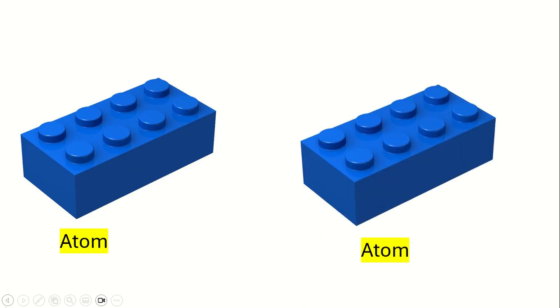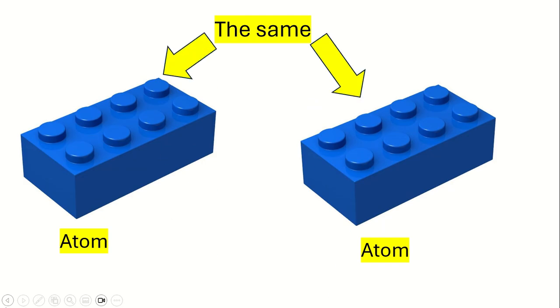Here's a Lego brick. Let's call it an atom. That's what we're going to name the blue Lego brick, an atom. Here's another blue Lego brick. Let's name it an atom. What do we simply notice? We notice that they are the same. They are identical, like identical twins. They look exactly the same. They have exactly the same eyes and nose, right? In the same way, these Lego bricks are the same, or as I said before, they are identical.